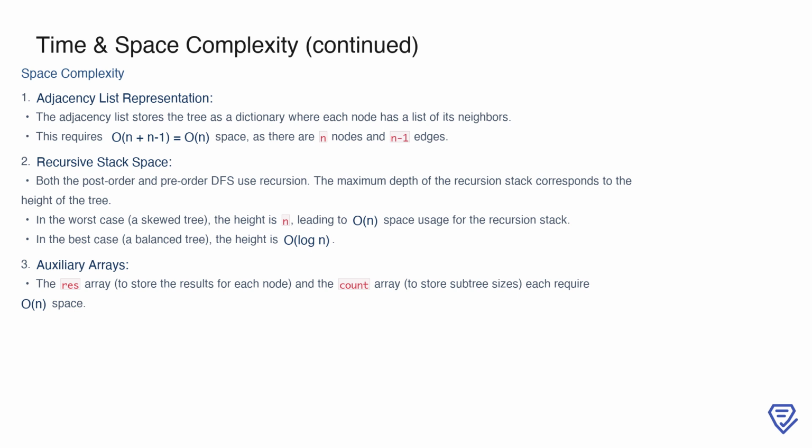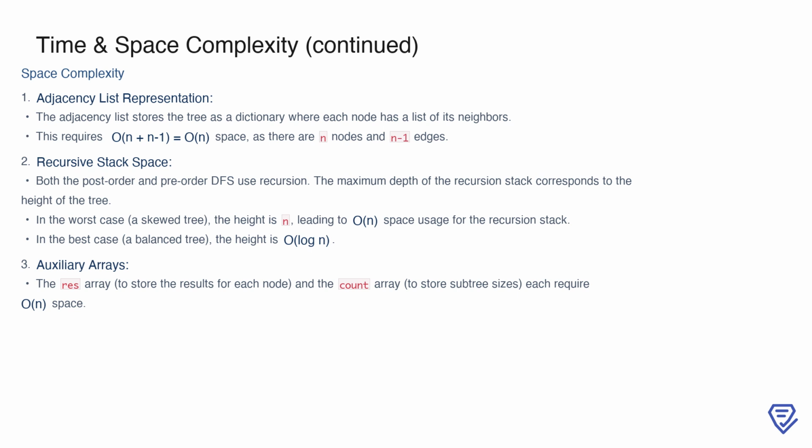Next, let's analyze the space complexity. The adjacency list representation of the tree uses a dictionary where each node is mapped to a list of its neighbors. Since there are n nodes and n-1 edges, the space required for this representation is O(n). Additionally, both the post-order and pre-order DFS utilize recursion, which means there is space usage for the recursion stack. The depth of the recursion stack depends on the height of the tree. In the worst-case scenario, where the tree is skewed, the height is n, leading to O(n) stack space. In the best-case scenario, where the tree is balanced, the height is log n.